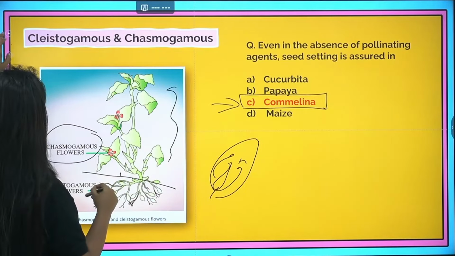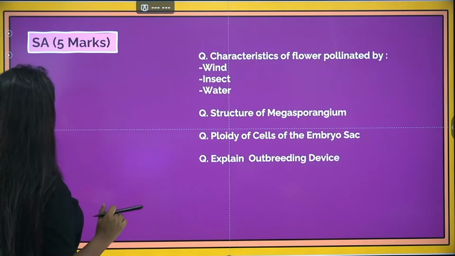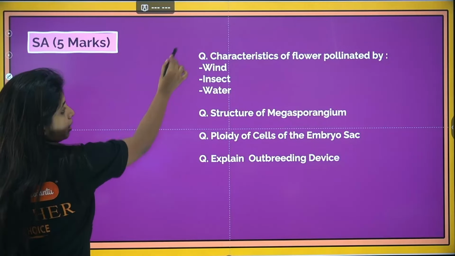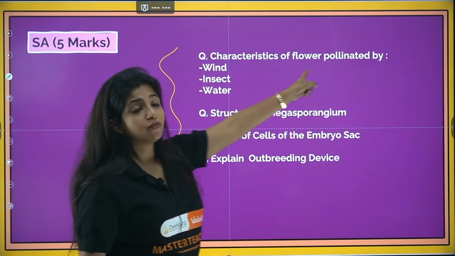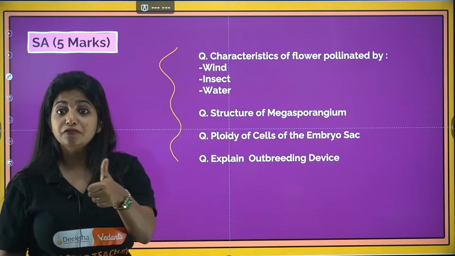Now going ahead with the next question. The 5 marker. So over here, these are the 5 marker questions that you can expect. Characteristics of flowers pollinated by wind. What are the features that you see?